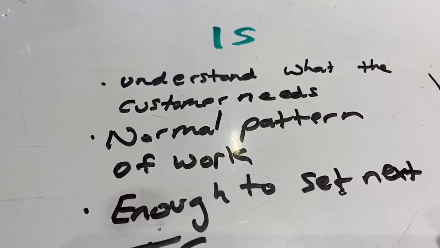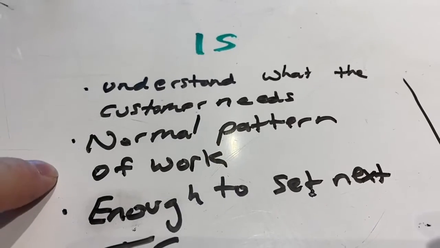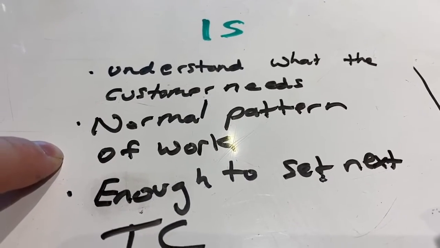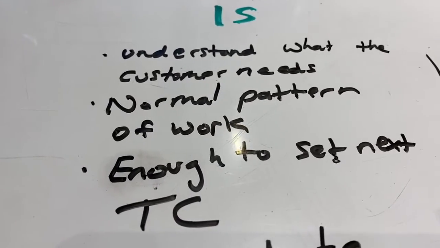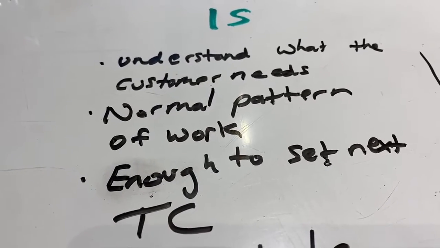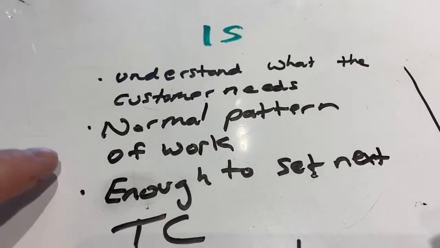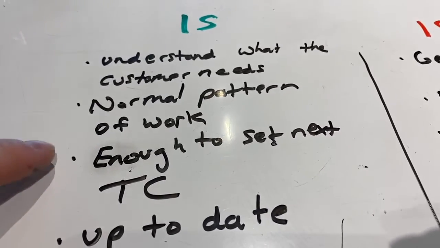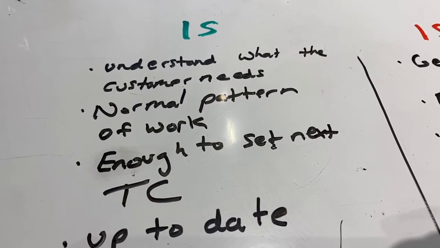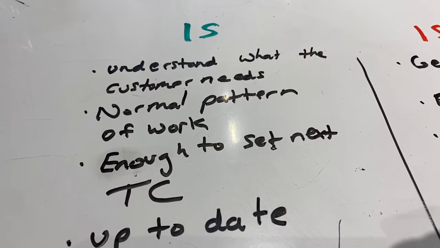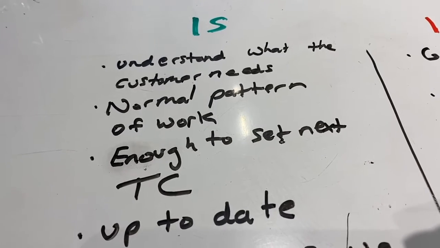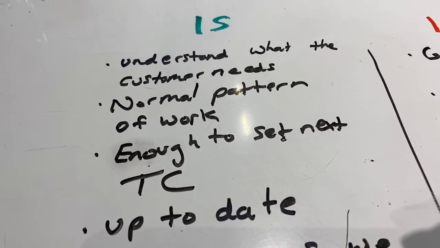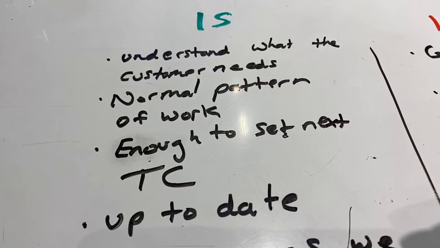It is just the normal pattern of work. So without doing anything, what is our operation looking like? What is our process flow? And all you need to do is get enough information to set up your next target condition. So don't feel like you have to get all the parts of the current condition on the first go. As you go through the kata process, you'll be adding stuff to the current condition almost every experiment.